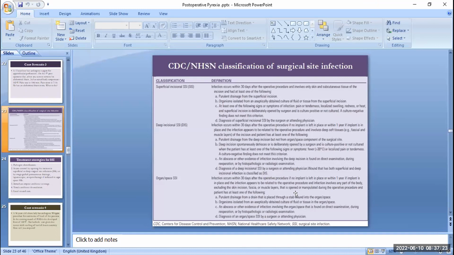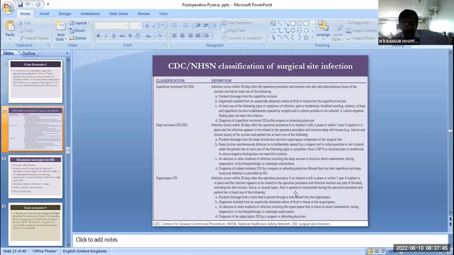And also, I have to rule out any deep space infection. How will you exclude a deep or spreading infection? What are the important parameters to diagnose that? Yes, sir. On clinical examination, if there is tenderness on deep palpation. No, before tenderness, in the history, what is going to happen?